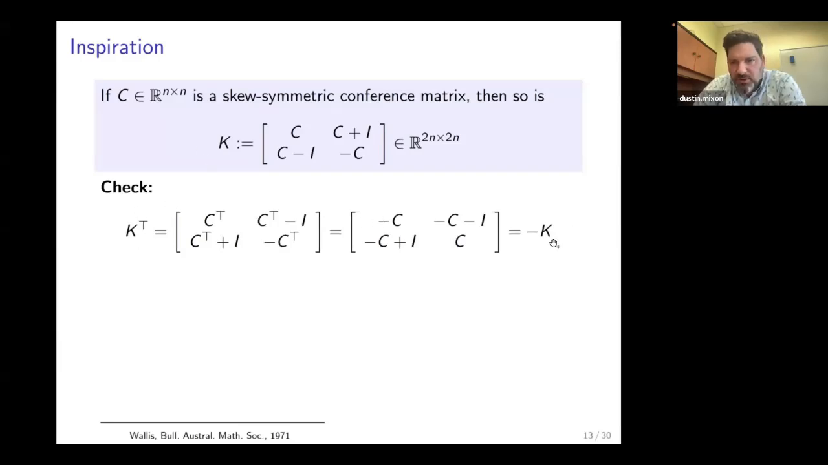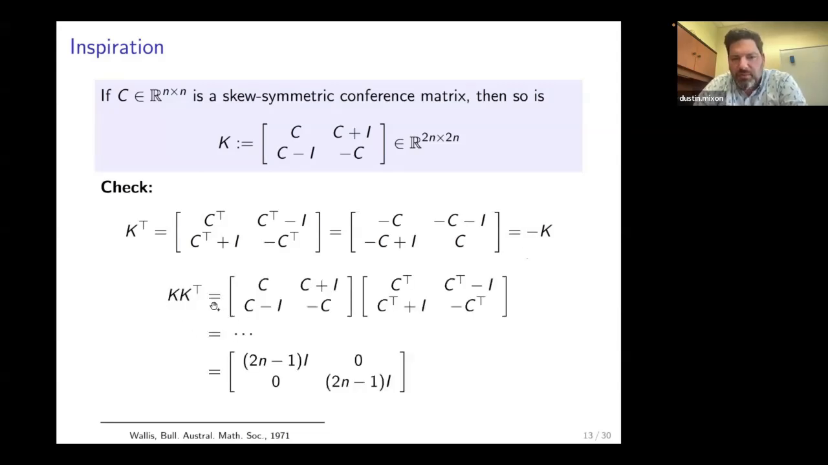You take the transpose, it equals negative the original, so it's skew symmetric. And then you multiply by its transpose, and you do some algebra that's annoying to look at, and you end up verifying that it is, in fact, a conference matrix. So it's both skew symmetric and conference. It does the job.